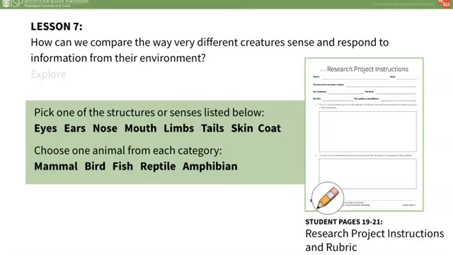Students should choose one animal from each category, such as bird, mammal, fish, and reptile or amphibian. Students will have a total of 4 animals chosen. For example, one student may choose to research the eyes of bears, eagles, salmon, and rattlesnakes together.